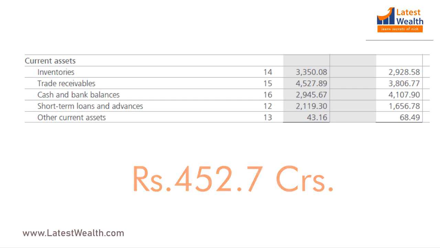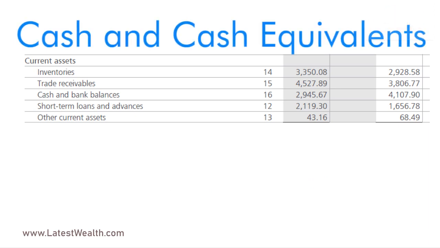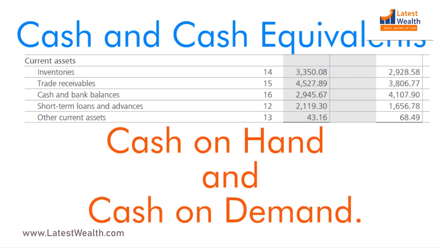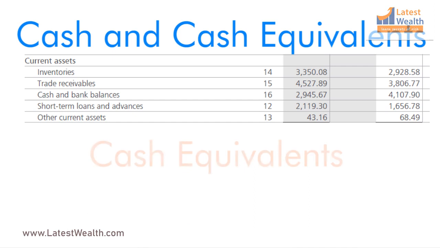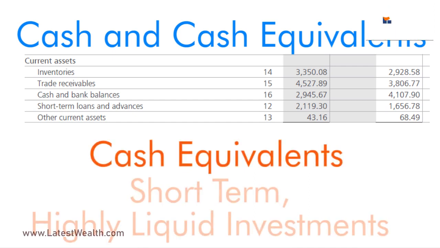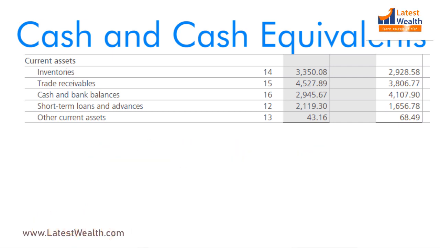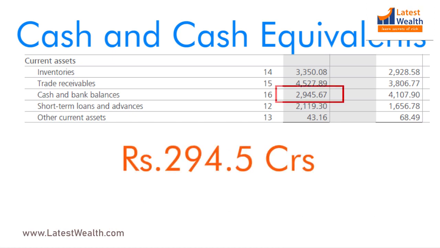Next line item is cash and cash equivalents, which are considered the most liquid asset found in the balance sheet of any company. Cash comprises cash on hand and cash on demand. There are two terms, cash on hand and cash on demand. Actually, cash equivalents are short term, highly liquid investments which have a maturity date of less than 3 months from the acquisition date. This stands at 294.5 crores.